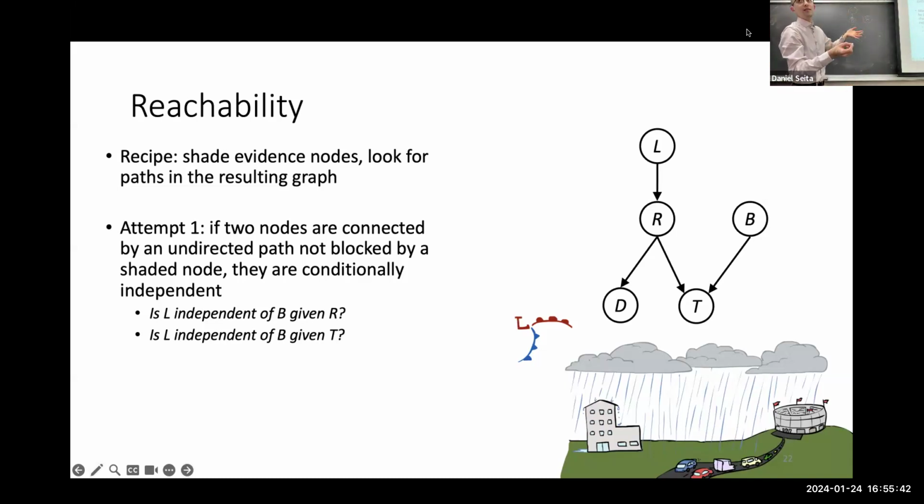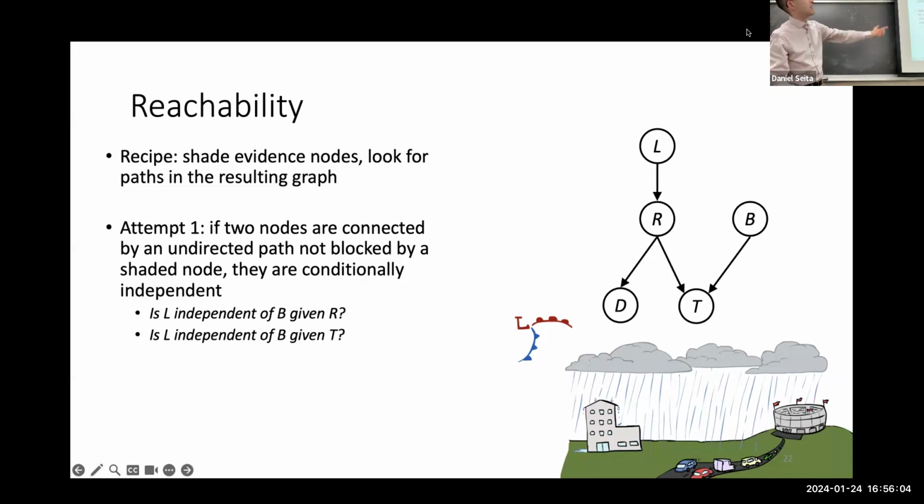And so the answer is, this independence assumption is guaranteed to be true because this is like a causal chain. You have L going to R going to T, and then R blocks the influence. So if I try to go here, it blocks it.